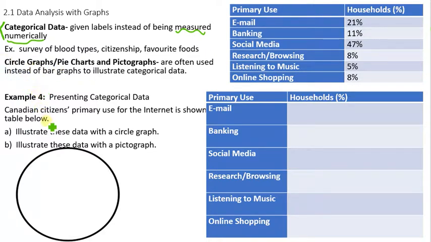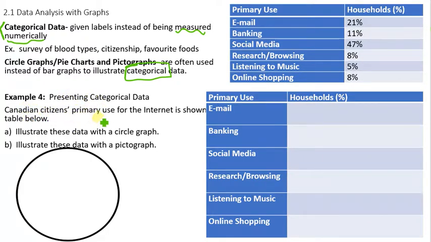Now, let's talk about circle graphs and pie charts and pictographs. Basically, these are often used instead of bar graphs to illustrate categorical data. Again, usually only for categorical data. So let's present categorical data.